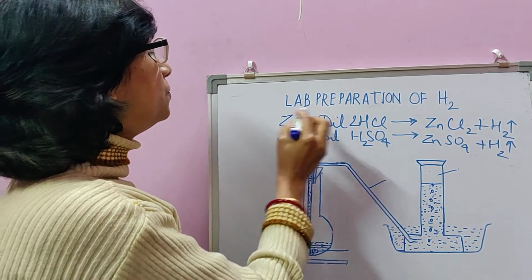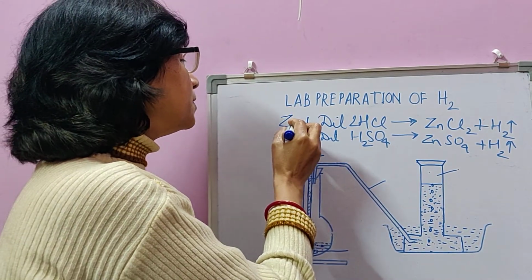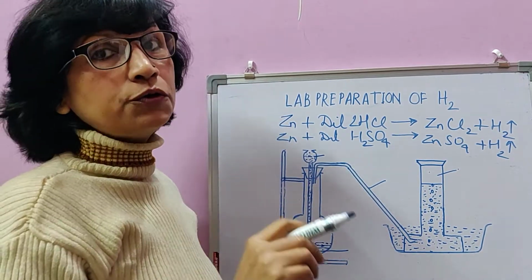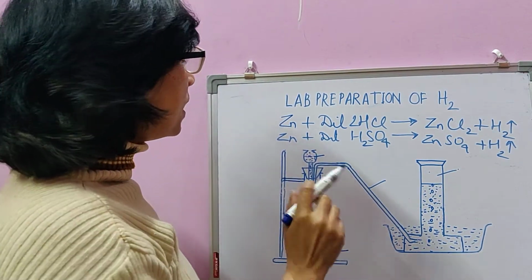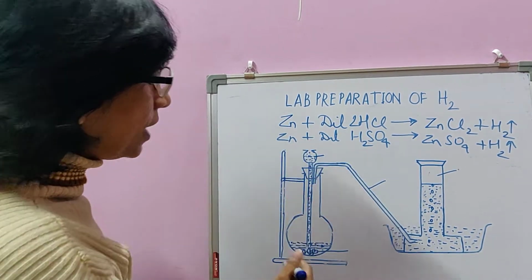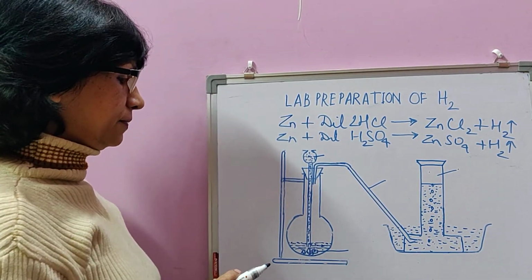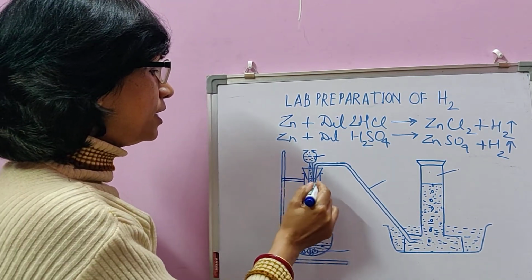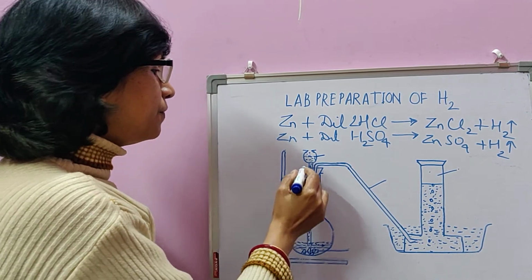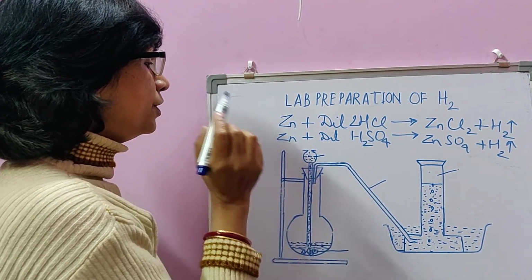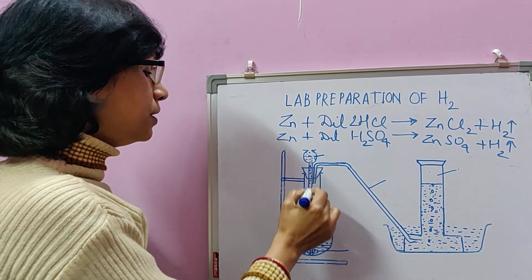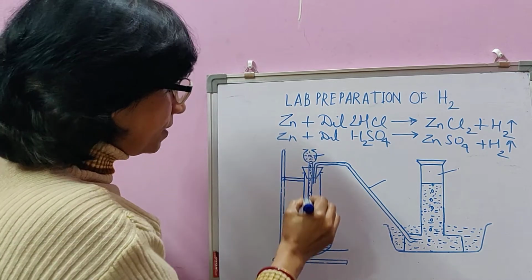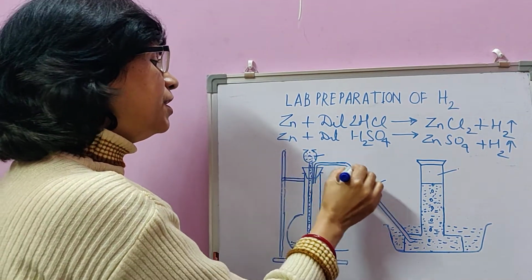For lab preparation we use zinc, because zinc is cheap. The rate of reaction is moderate, meaning neither too fast nor too slow. And how do we do the reaction? Look at the apparatus for lab preparation of hydrogen. In a round bottom flask fitted to the iron stand with the help of a clamp, we fit a stopper with two holes. Through one of the holes, this thistle funnel is fitted, and through the other a delivery tube is fitted.